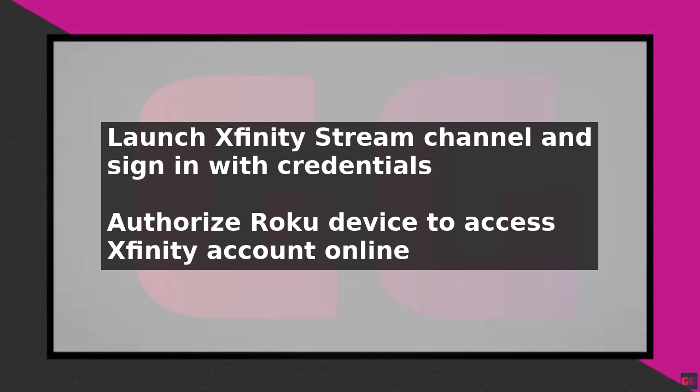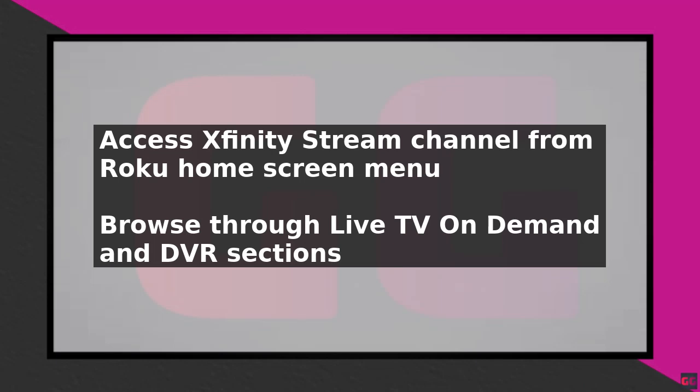cloud DVR recordings. To access the Xfinity Stream channel, go to the Roku home screen and select the channel from the list of installed channels. You can then browse through the various sections of the channel, including live TV, on-demand, and DVR, to find the content you want to watch.